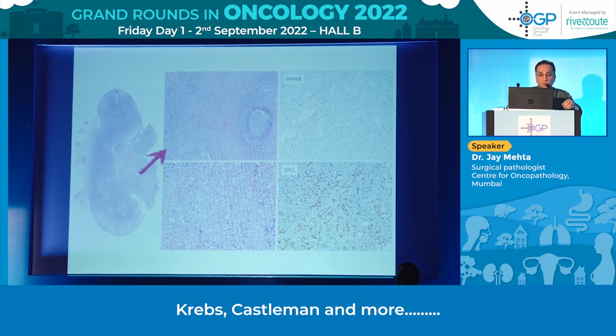There was another focus of Kaposi sarcoma. This is near the hilum. You can see this very congested area here. And these cells are all Kaposi sarcoma cells, ERG being a vascular marker highlighting that. And again on the top right, HHV8 marking these cells.